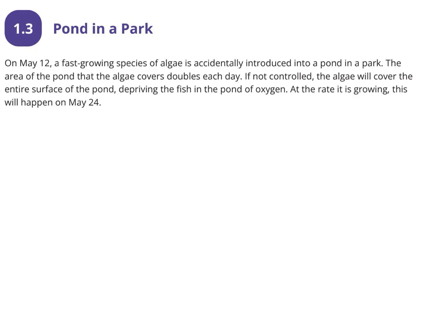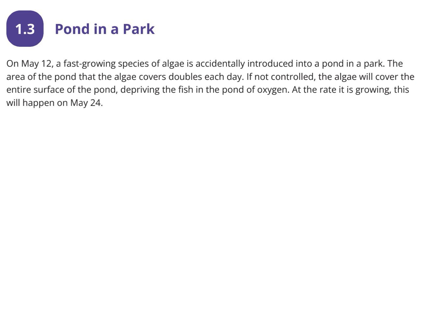Okay, let's look at our next problem. On May 12th, a fast-growing species of algae is accidentally introduced into a pond. So May 12th, that is going to be day 0. Because before the contaminant is put into the pond, there's no algae of this type.